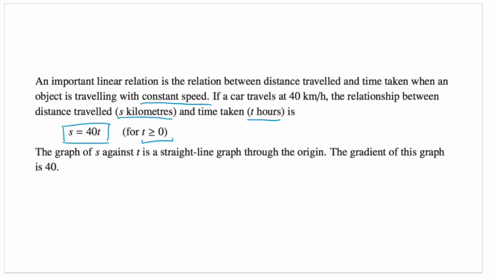Because notice here the graph of S against T, so this function here, this straight line graph passes through the origin, which is 0,0. Why? Because there's no constant, there's no C term in this equation. So the gradient of this graph is 40. It has a positive gradient, therefore it's increasing at a constant rate.